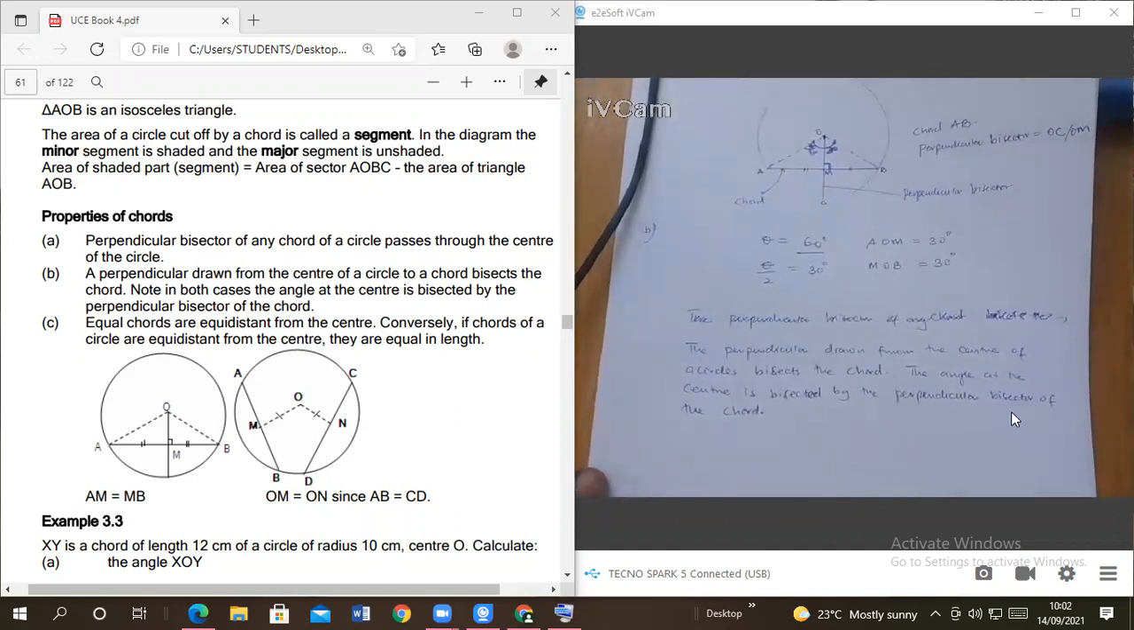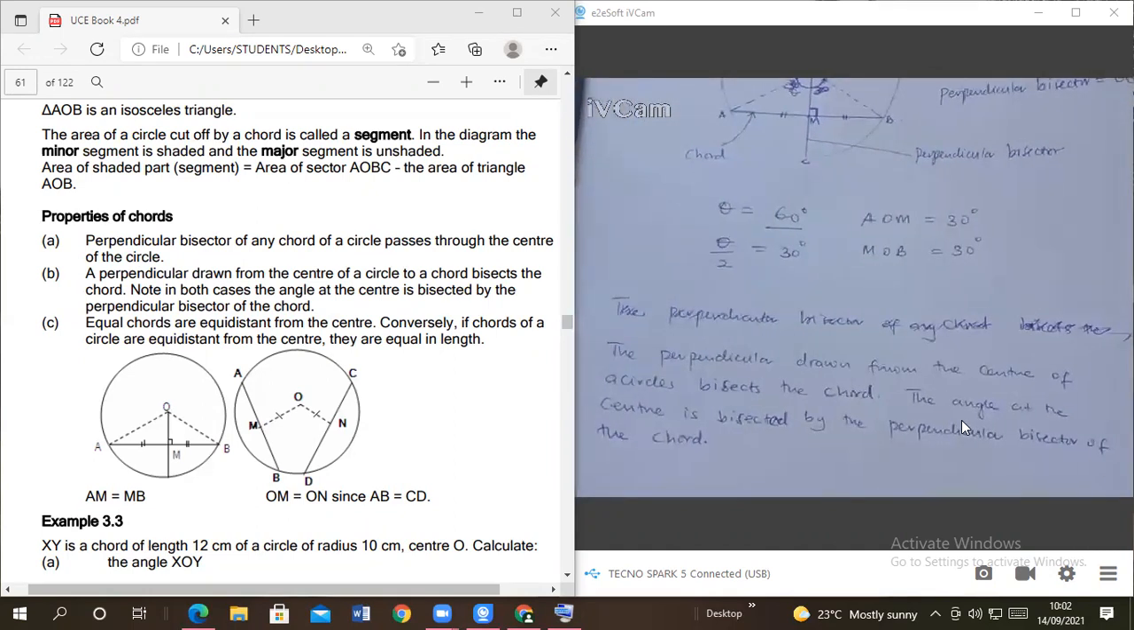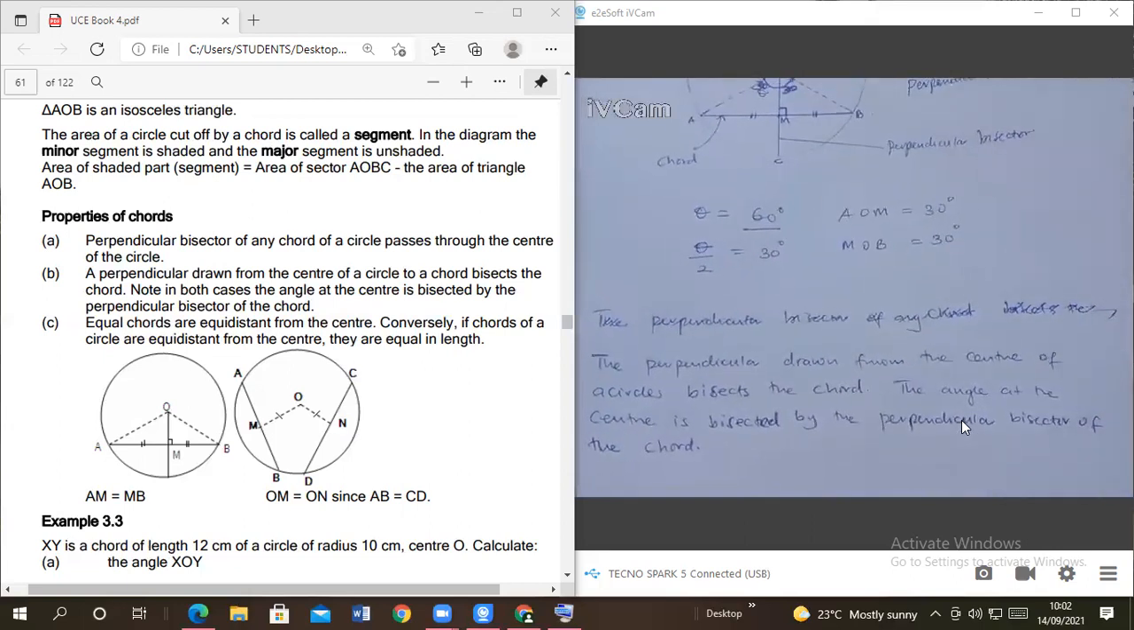Okay, that's the point that you should note down, that the perpendicular drawn from the center of the circle bisects the chord. Then the angle at the center is bisected by the perpendicular bisector of the chord. Then the other part that you should know is that equal chords are equidistant from the center.